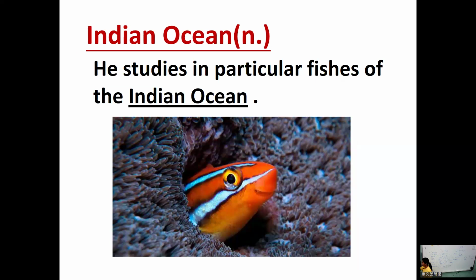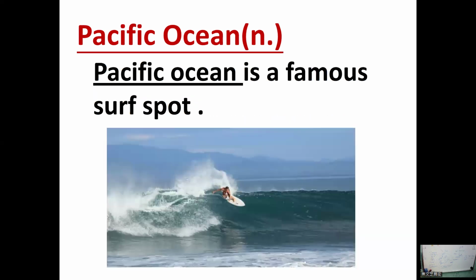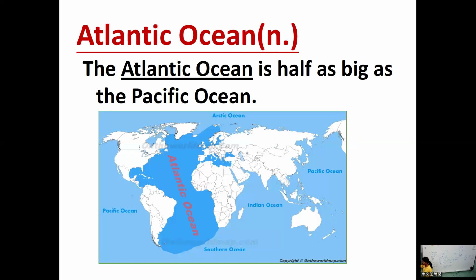Next, we have Indian Ocean. So Indian Ocean has a lot of fishes, different kinds of fishes. Indian Ocean is between, okay, so if you will go back, this is Indian Ocean. It is between Africa and Asia and your Australia.